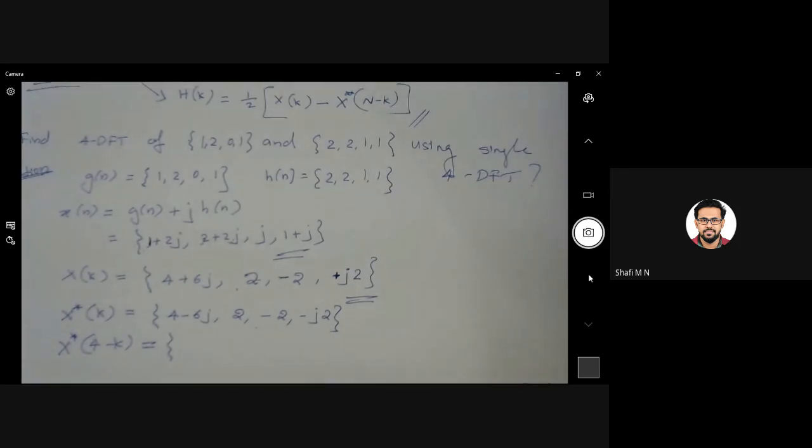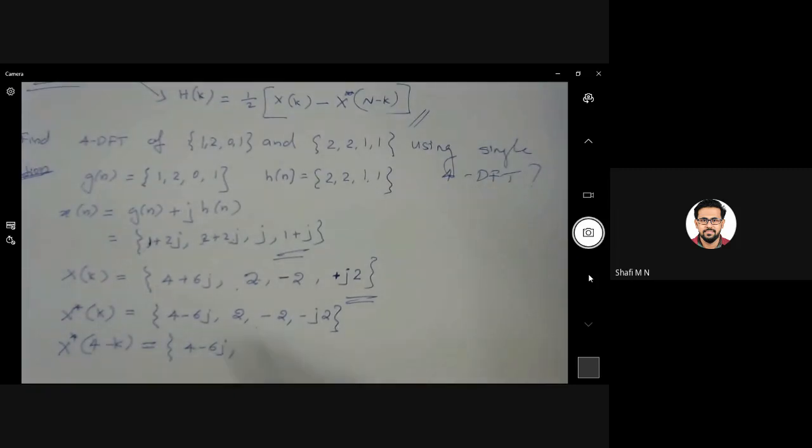Either you can substitute different values of k. k equal to 0, right? So this will be x conjugate of 4 minus 0, so x conjugate of 4. So this is 0, 1, 2, 3, and 4. 4 means repetition of the sequence. So that will be 4 minus 6j. Next thing, substitute k equal to 1.